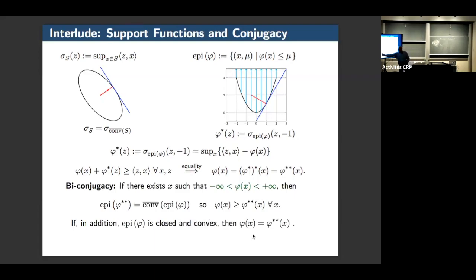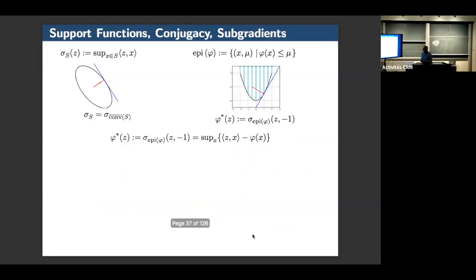So the epigraph of the second conjugate is the closed convex hull of the epigraph of the function. So we always have this is true. And if in addition, this is already a closed convex set, then we get equality. Okay. But we get more because we know there's this relationship to supporting hyperplanes at the points where the supremum is achieved. So let's look at that.